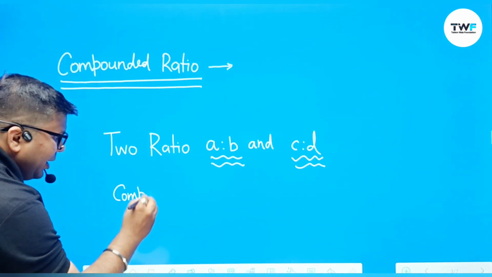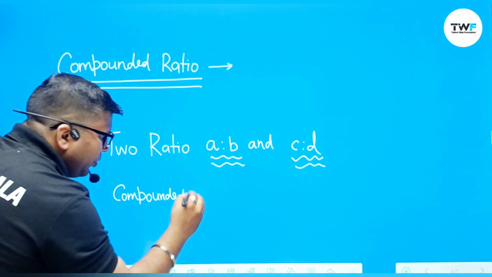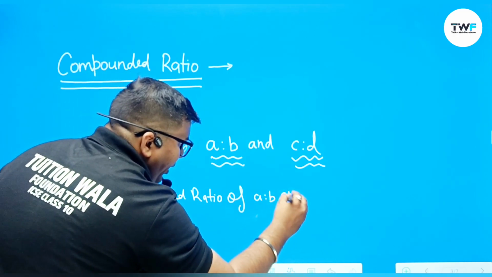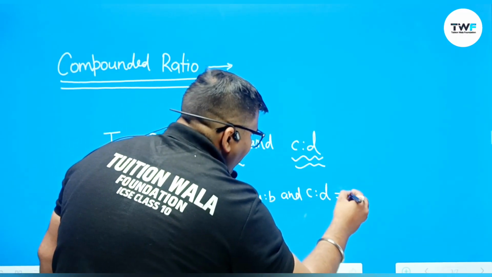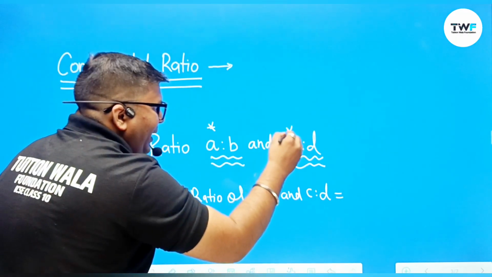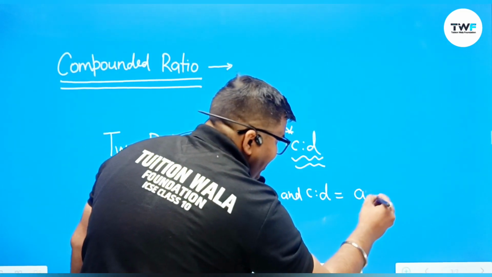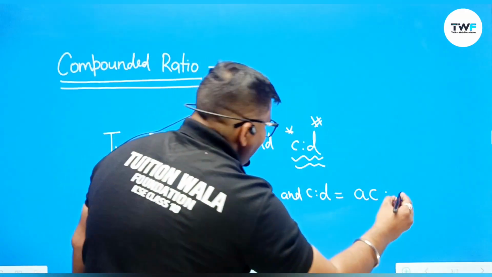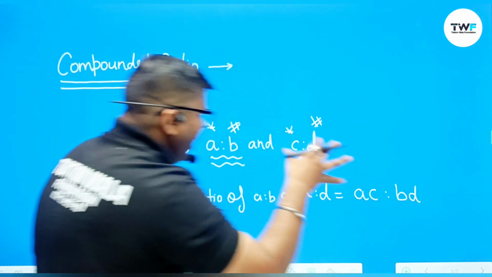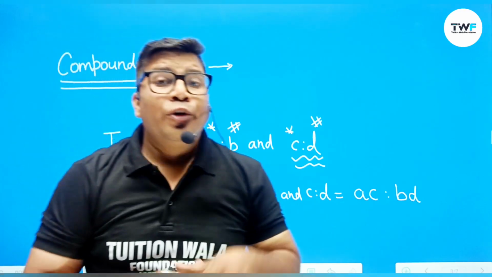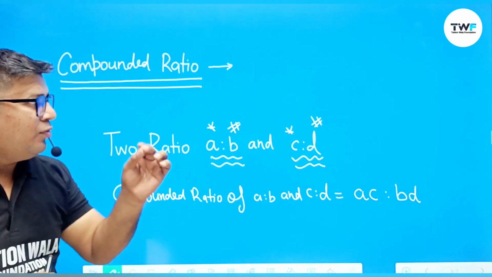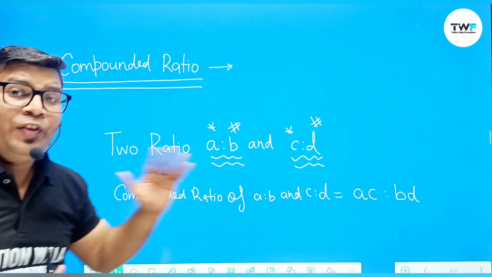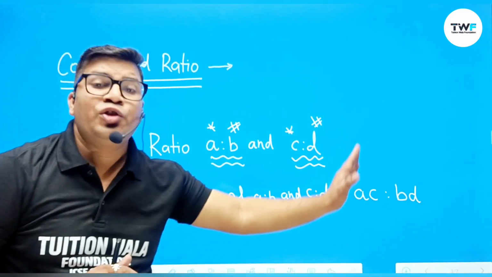You can check here. The compounded ratio of A ratio B and C ratio D is equal to, first of all you should multiply A with C, that is AC ratio, and you should multiply B with D, that is BD. This is the compounded ratio for two ratios. So remember one thing: when you want to find the compounded ratio for two ratios like A ratio B and C ratio D, the answer will be AC ratio BD.